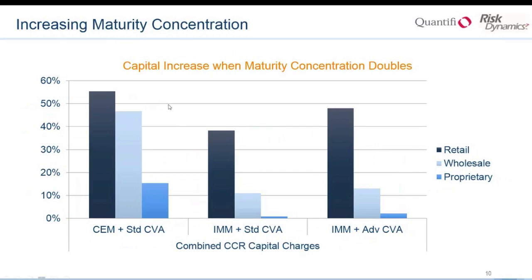The increase in, again, combined capital charges was very significant for the retail strategy. One can see that for proprietary the increase across all types of calculation is pretty small, but for retail it goes to 50–60%, which basically tells that banks which follow this strategy can manage some counterparty charges just by looking at concentration and at maturities.